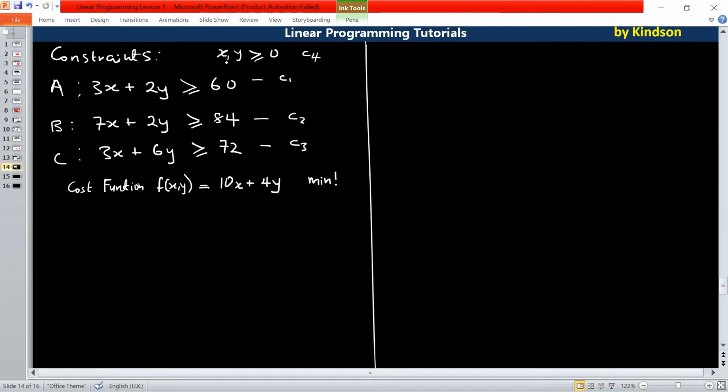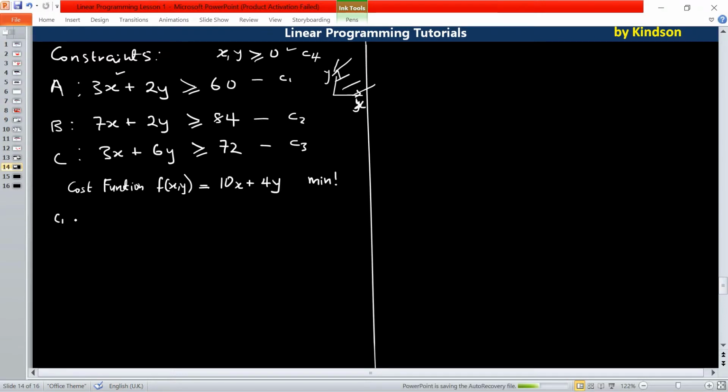Already you know that for the non-negativity constraint, if you have the xy axis, it means this is the path it will go, because this has to be non-negative. So let's forget about C4. Everything we are going to be doing about all of the constraints should be in the first quadrant, that is, the positive part of the xy axis. All right, so let's take C1.